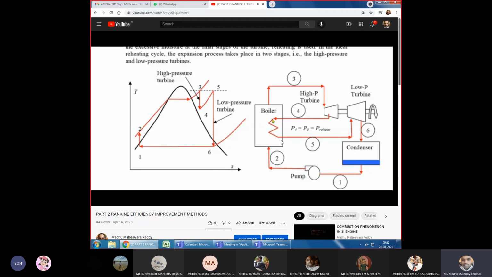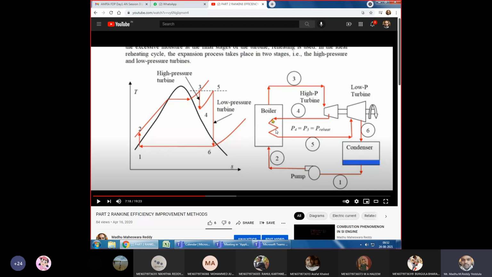This is the normal Rankine cycle. Students, so far is it clear? One is by lowering the condenser pressure, second is by increasing the turbine temperature, third is by increasing the boiler pressure. Do you have any doubt in this? These are the three methods to increase the efficiency.